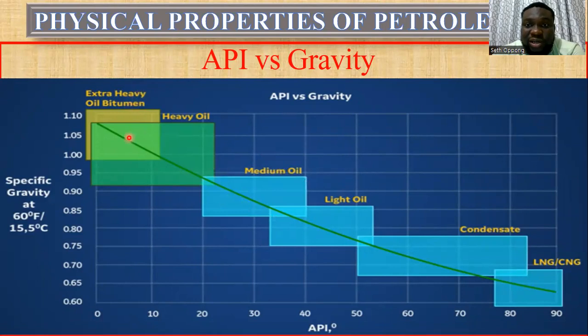Now we go to this diagram. This diagram shows you a graphical representation of how the API gravity affects how light or heavy your crude oil is. So in this place, we can see that an API gravity of 0 to 10, we have extra heavy bitumen. And you can come here, we have an API gravity of 90, and we have the LNG and then CNGs. So it means that the higher the API gravity, the lighter your product becomes.